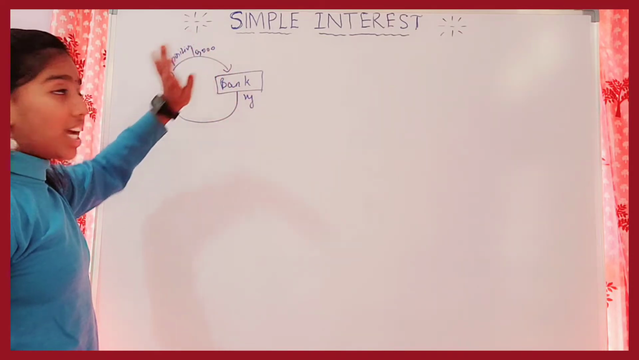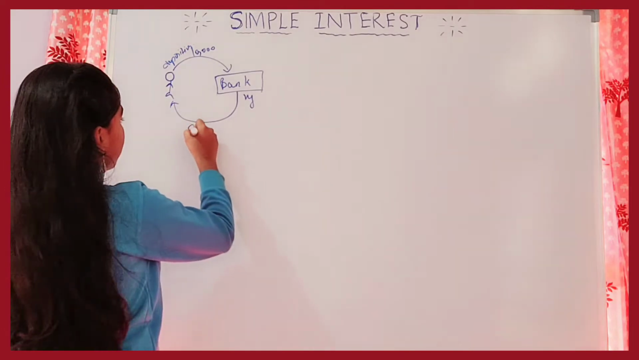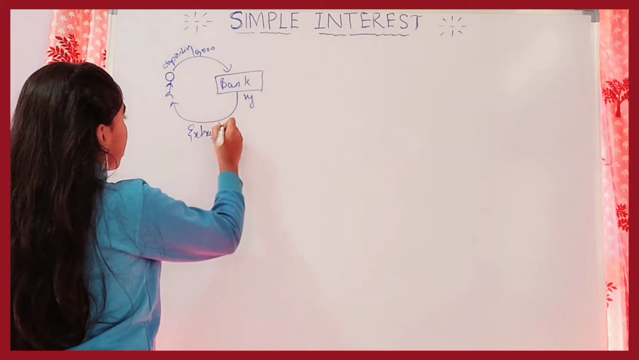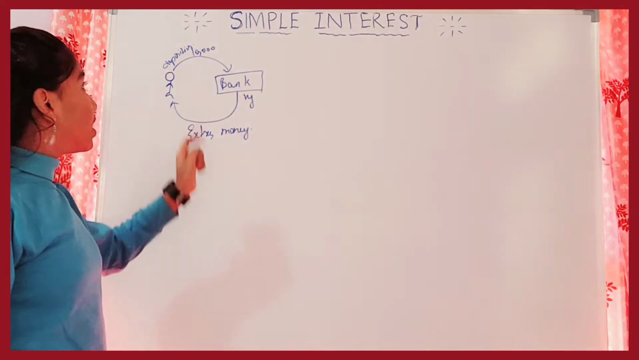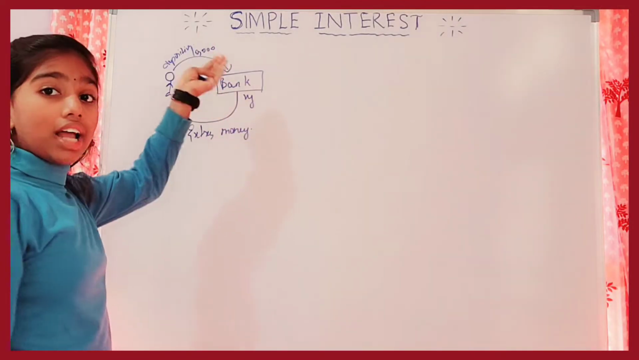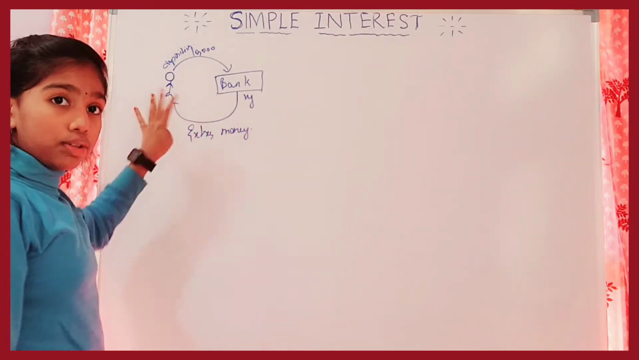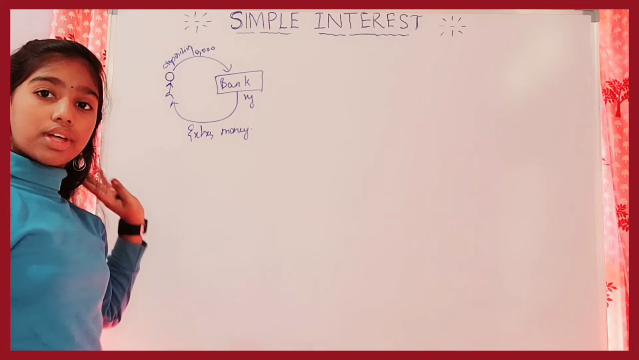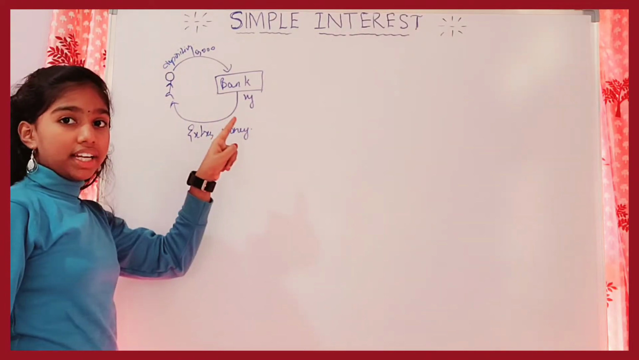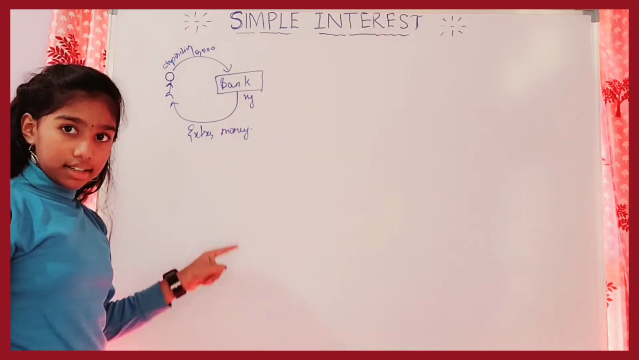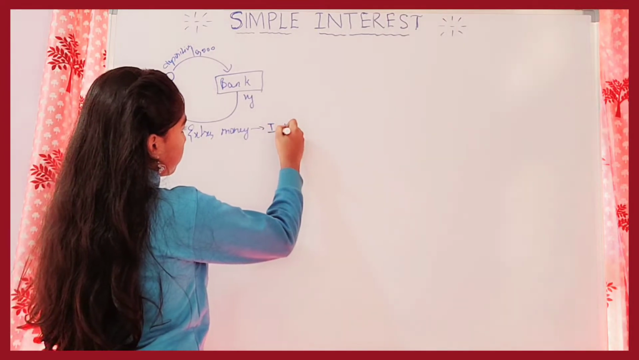The bank will repay the 10,000 along with some extra money, to the person who had given 10,000 to the bank. This extra money the bank will give is called the interest.